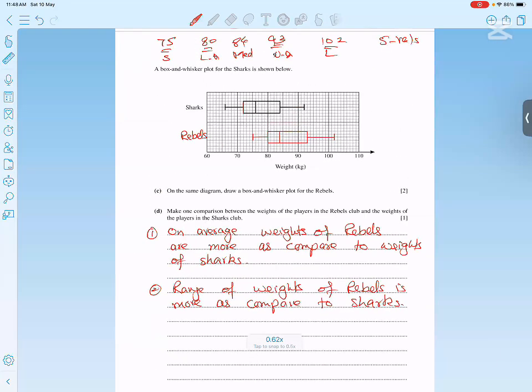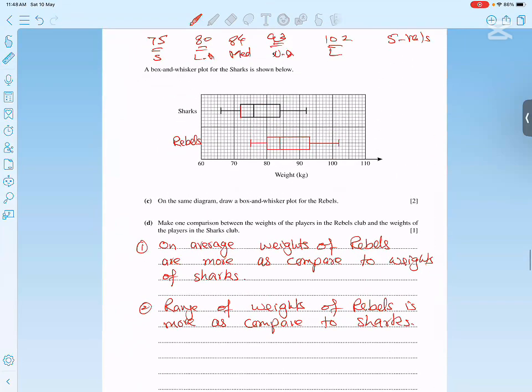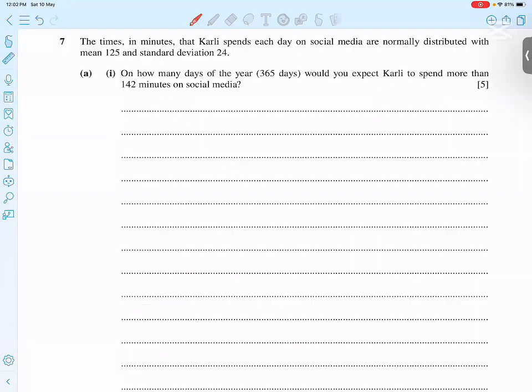I hope the point is very clear, and the question is completely over. Question number 7, students. We have time in minutes that Carly spends each day on social media, on a normal distribution. The mean is given as 125, I think this is minutes. Yeah, minutes exactly, 125 minutes. And what is the deviation? 24 minutes, less or more.